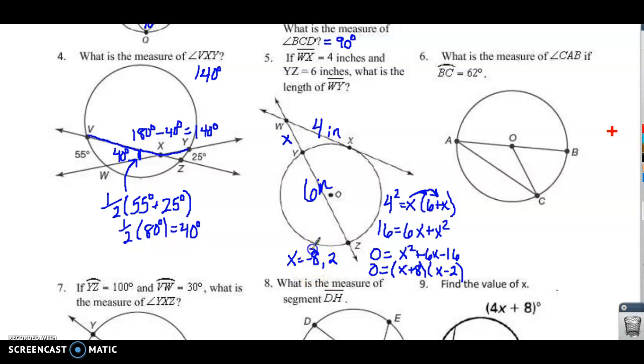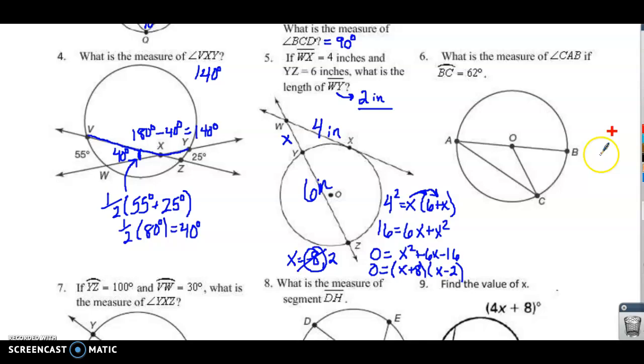Our length cannot be negative, at least in this case. X cannot equal negative 8. So our x must be equal to 2. We need a positive length here. So what's the length of segment WY? Well, it must be 2 inches. And you can plug that back in and double check in our formula.